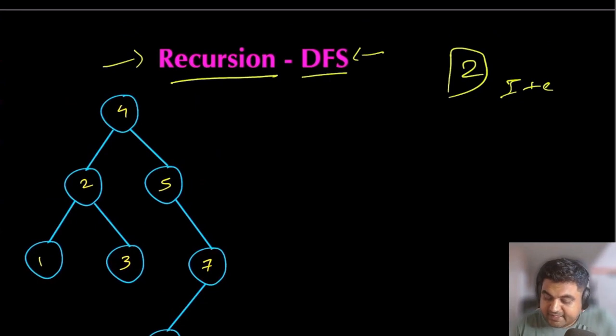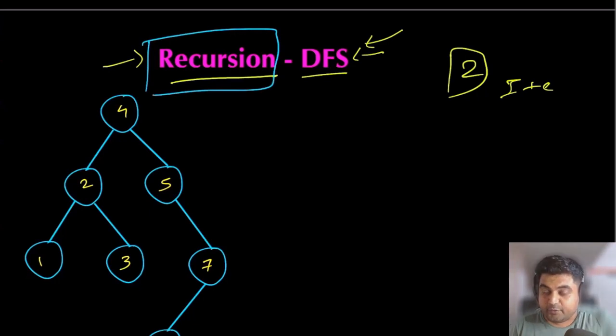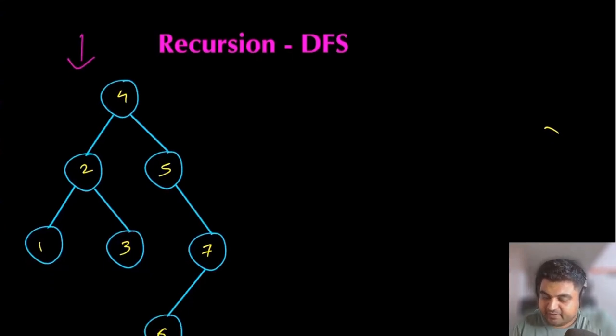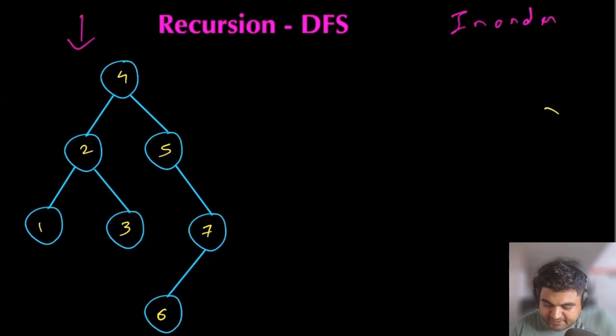Now, before diving deep into DFS, first you need to understand how a typical recursion works. If you don't know what recursion is or how recursive functions behave, I encourage you to first go ahead and study recursion. In this example, we have a binary tree, and for this binary tree we will try to do the in-order traversal. In-order traversal means left, node, and then right. This is the logic we are going to apply.